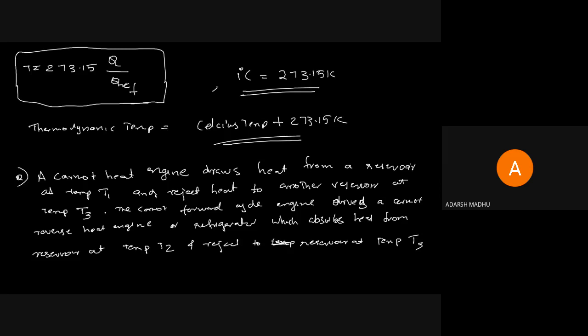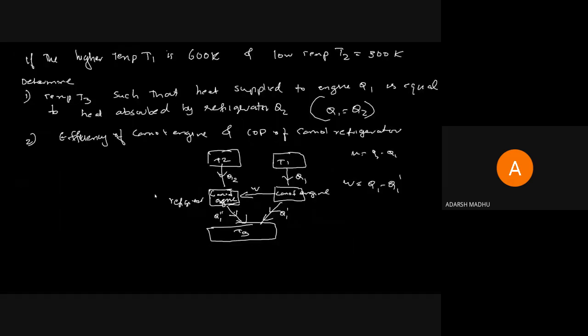T1 and T3. So the Carnot forward cycle drives a Carnot reverse heat engine. The work done by the forward Carnot cycle is released outside, and that work is used by the reverse Carnot engine, or refrigerator, which absorbs heat from a reservoir at T2 and rejects heat to T3. T1 and T2 values are given.